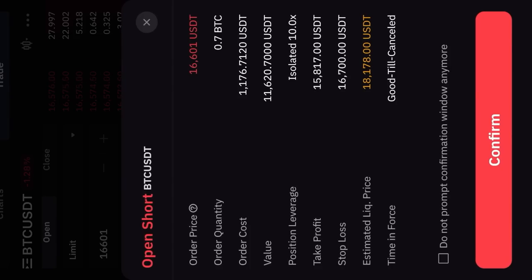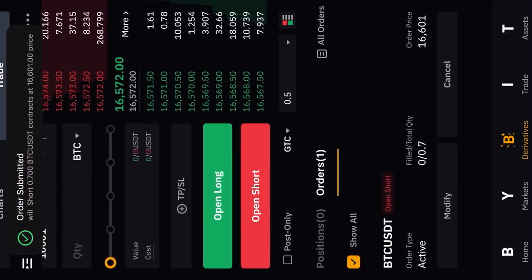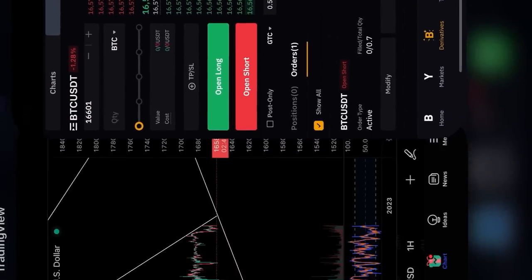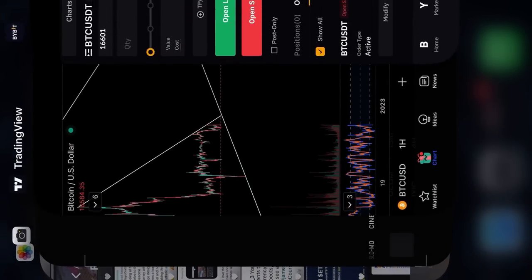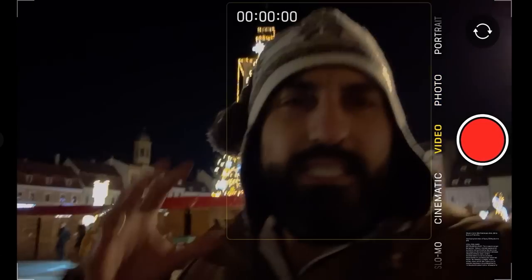It's a 10x leverage trade, 0.7 Bitcoin. So using margin of 1,176, but the value will be 11,600 because of 10x leverage. Stop loss is at 16,700. Take profit is at 15,800. Confirm. And that trade is now set and ready to go. The take profit will automatically hit. The stop loss will automatically trigger. The trade is already set.